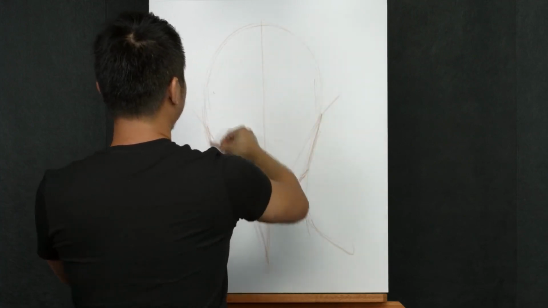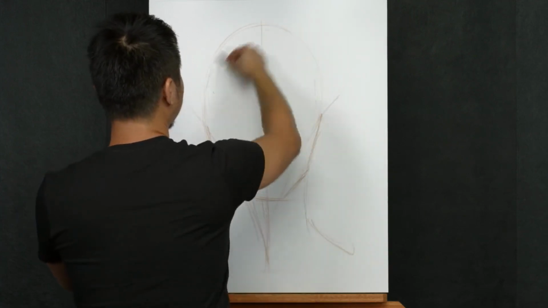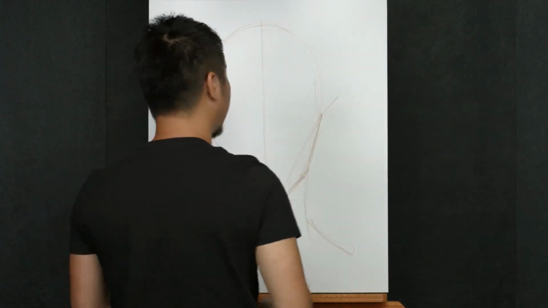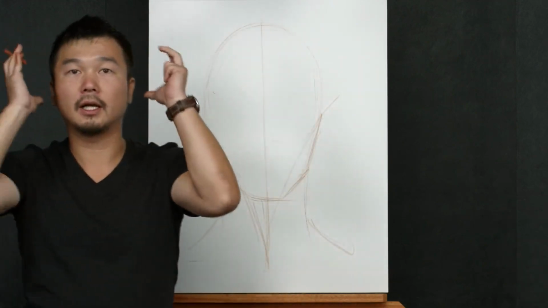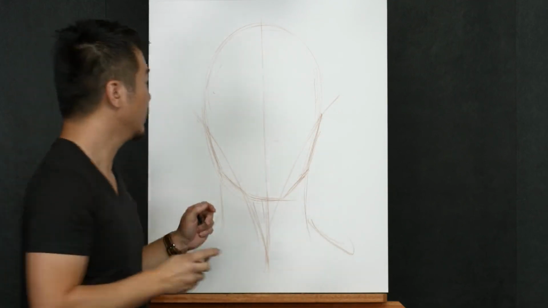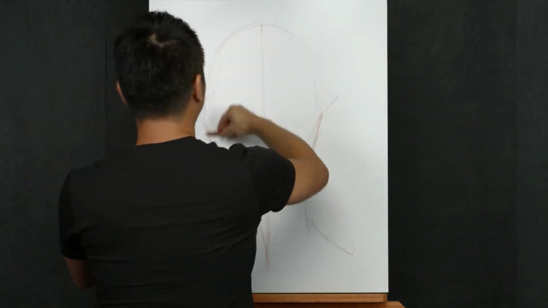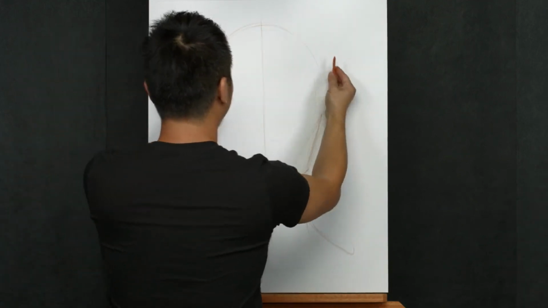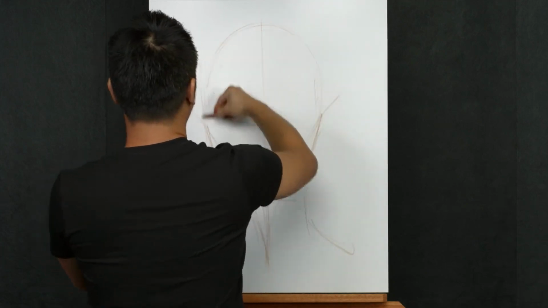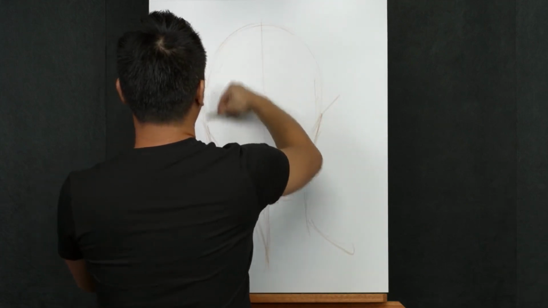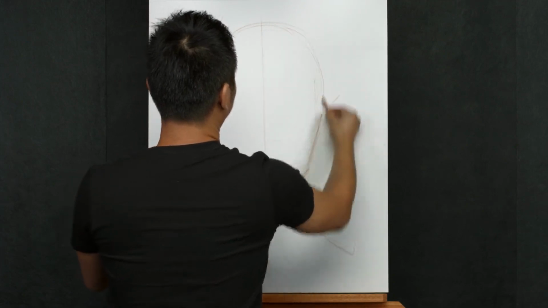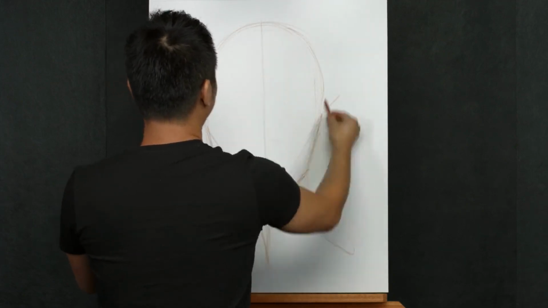But the head is not just an egg shape. Actually, the cranium is wider on the top, and it's more narrow on the bottom. So you can add a little bit of the width of the cranium. You can almost throw a sphere in here.